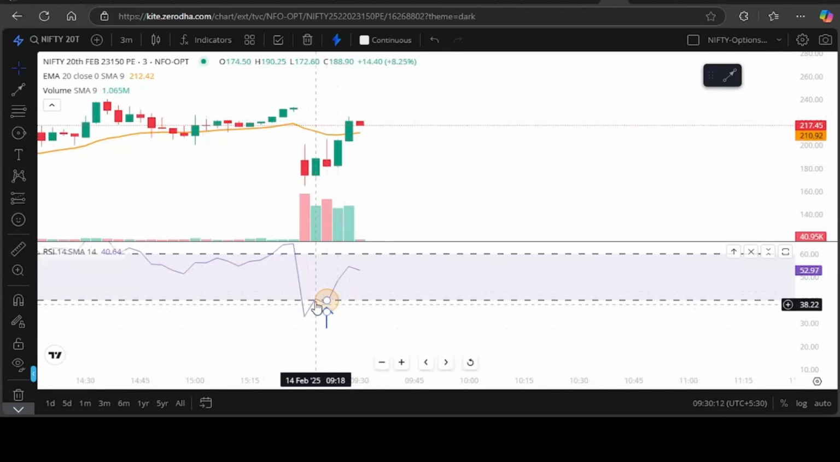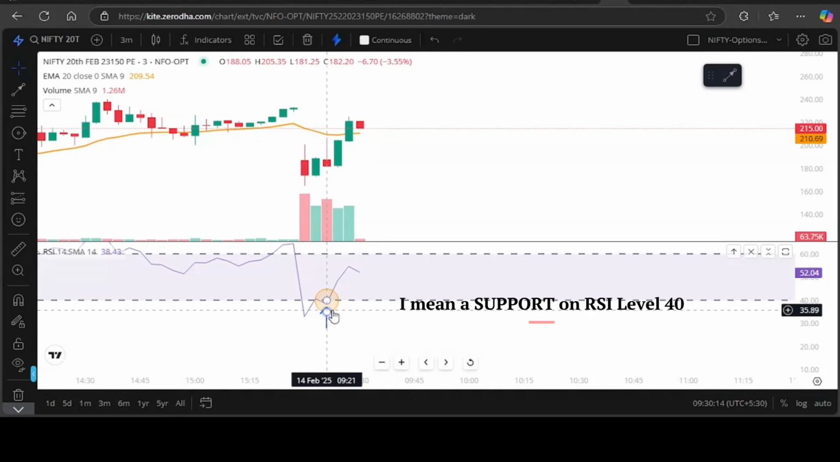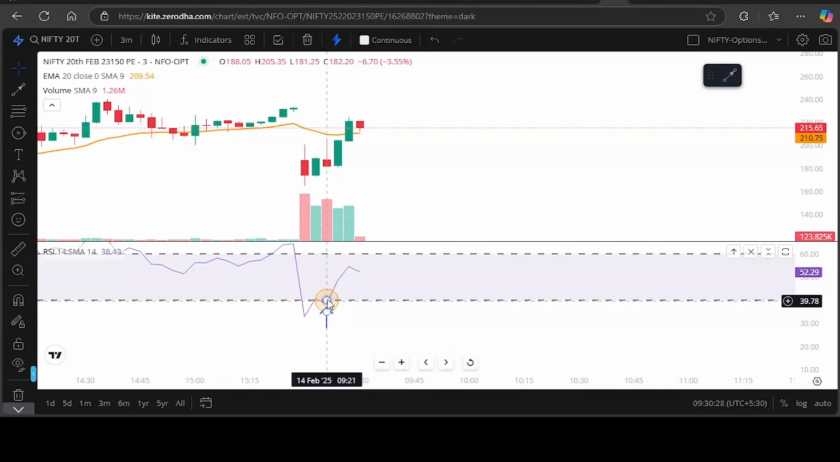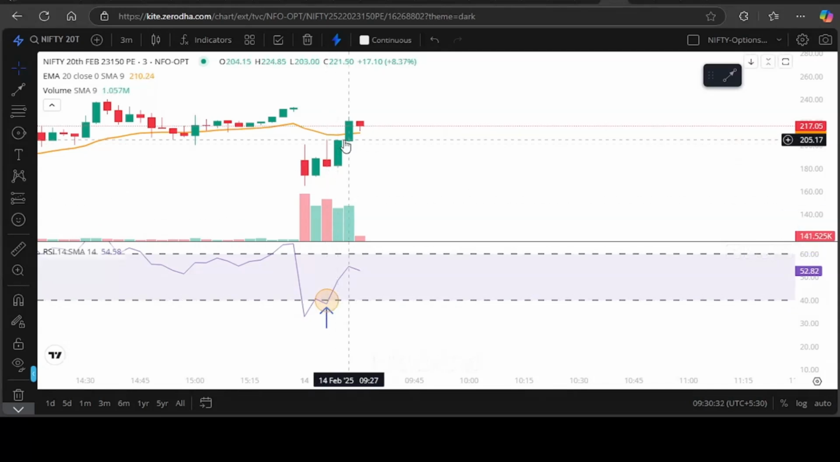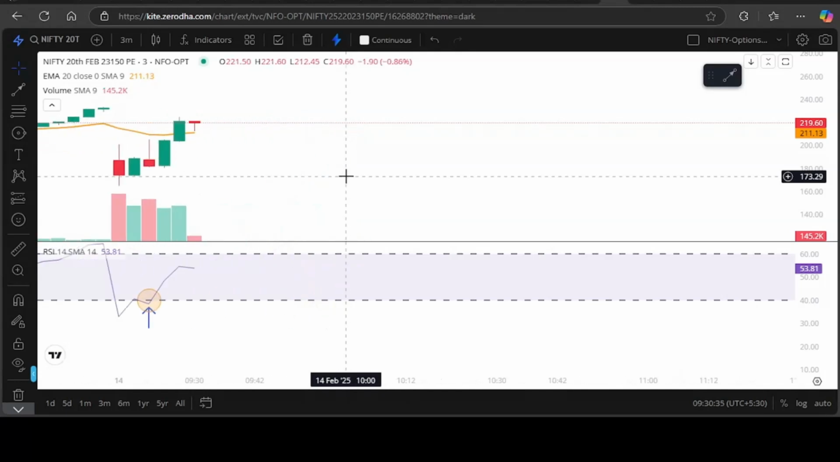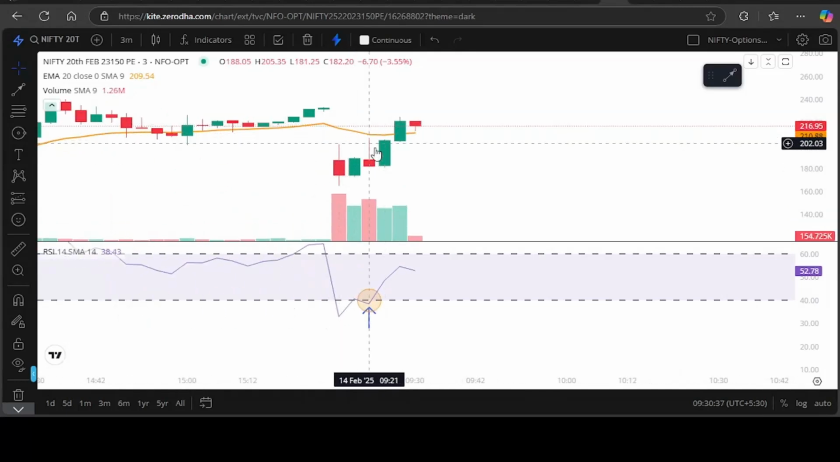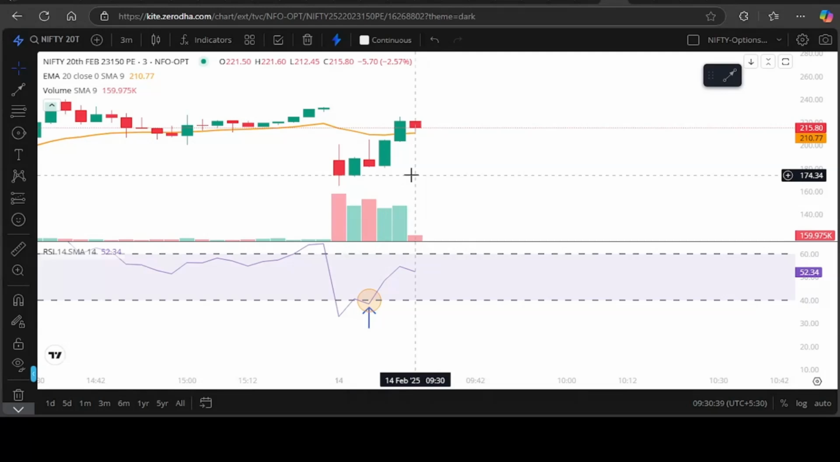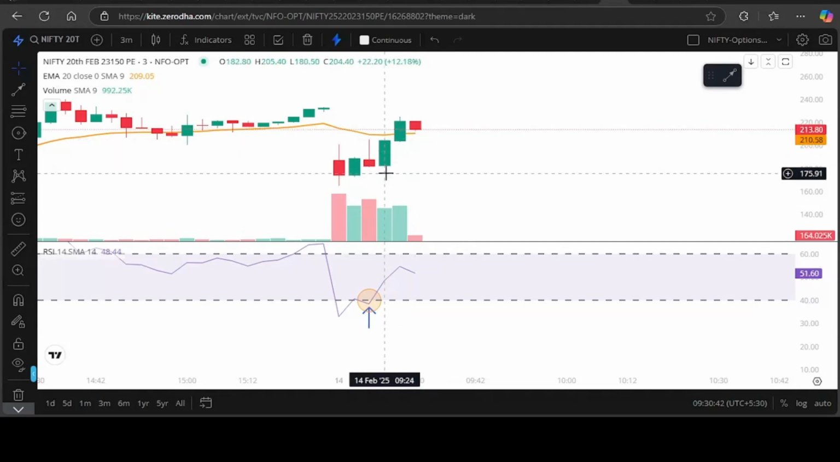So here it resisted, kind of, not exactly, but it did resist on level 40. Sorry, I'm so sorry. It took support on level 40 and it went up. And this tick is quite a good tick. It's a good candle as well. It has a big body, very small wicks on top. The top wick and the bottom wick are small, so that's a good sign.